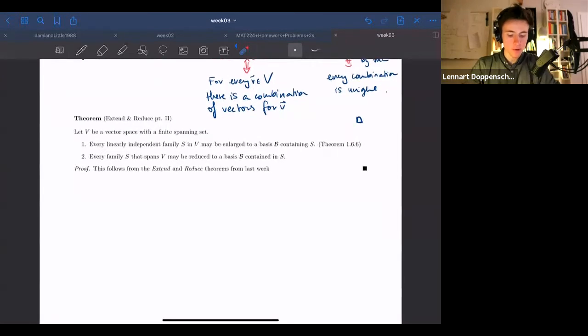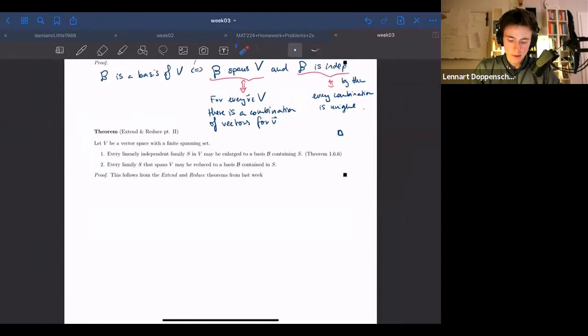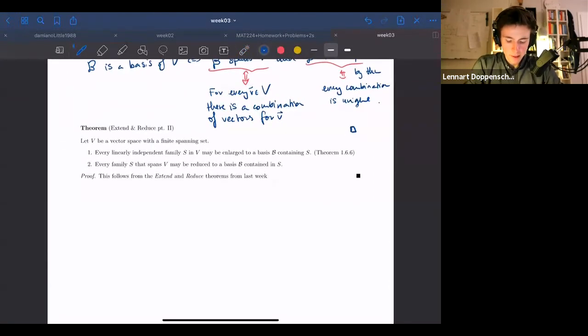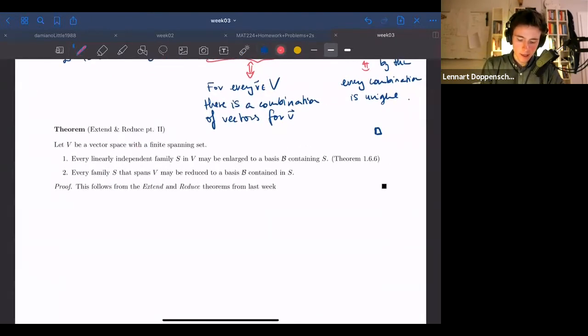Okay, so I labeled this extend and reduce part 2, because similarly, last week we did a lot of heavy lifting in terms of propositions and theorems, and today we're just going to extend them a little bit. We're going to make them a little bit stronger in the context of bases and dimensions. So what does this say? Well, it says if we have a vector space which is spanned by a finite set, and I'm going to make a comment about this later, so for now we can disregard this. So let V be a vector space, and what I'm going to say is that every linearly independent family S can be enlarged to a basis B containing S.